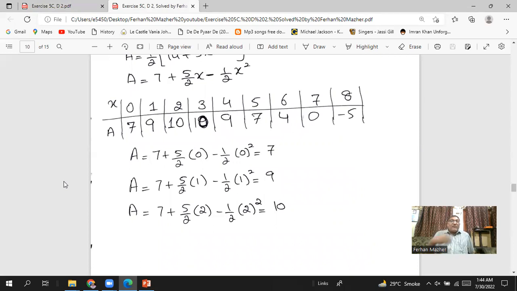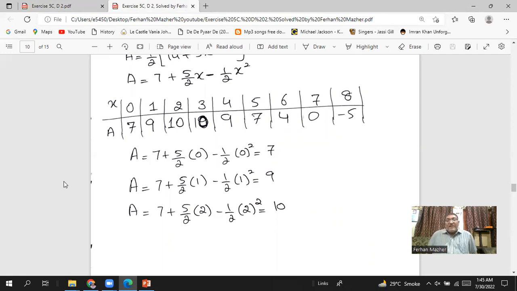In your calculator, for example, when you enter the x value 0 in that equation, you will write 7 plus 5 divided by 2 multiply 0 minus 1 by 2 multiply 0 square, and the answer will be 7. Then I will write the 7 in the table. Now I will substitute x with 1. In your calculator, you will write 7 plus 5 divided by 2 multiply 1 minus 1 divided by 2 multiply 1 square equals, and that will be 9.